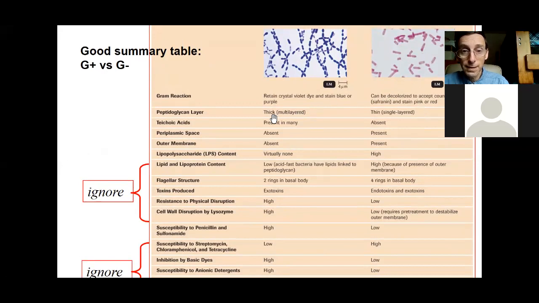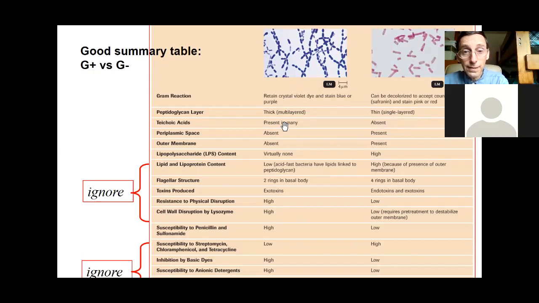And the peptidoglycan layer is what is responsible for the color difference in the gram stain. The peptidoglycan layer is thick and multi-layered in the gram-positive cells. The peptidoglycan layer is thin in the gram-negative cells. It's not a single layer of peptidoglycan. It's just a thinner layer of peptidoglycan. So that's actually a mistake in the slide. It's just that the layer is much thinner, and they mean that it's a single layer of peptidoglycan.